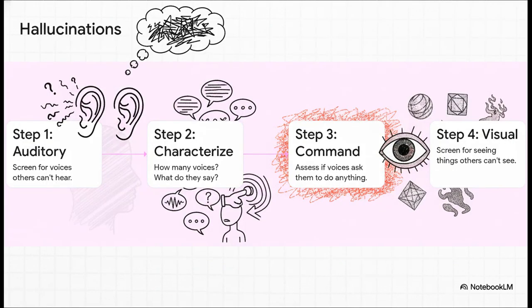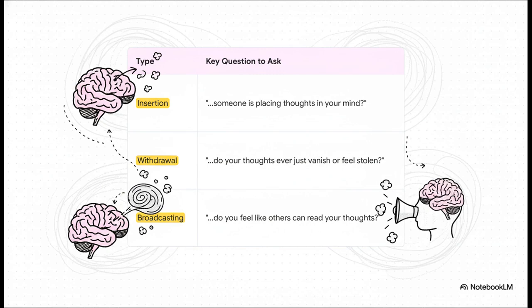When you're asking about hallucinations, you need to be systematic. Start with hearing voices, because that's the most common. Then, dig into the details. What are the voices saying? And then, this is so important, you must ask about command hallucinations, voices telling them to do things. That's a huge risk factor. Finally, you can screen for visual hallucinations. Thought disorders can be tricky to ask about, so having these specific questions in your back pocket is a game changer. These clear, direct phrases are the best way to screen for thought insertion, withdrawal, and broadcasting.